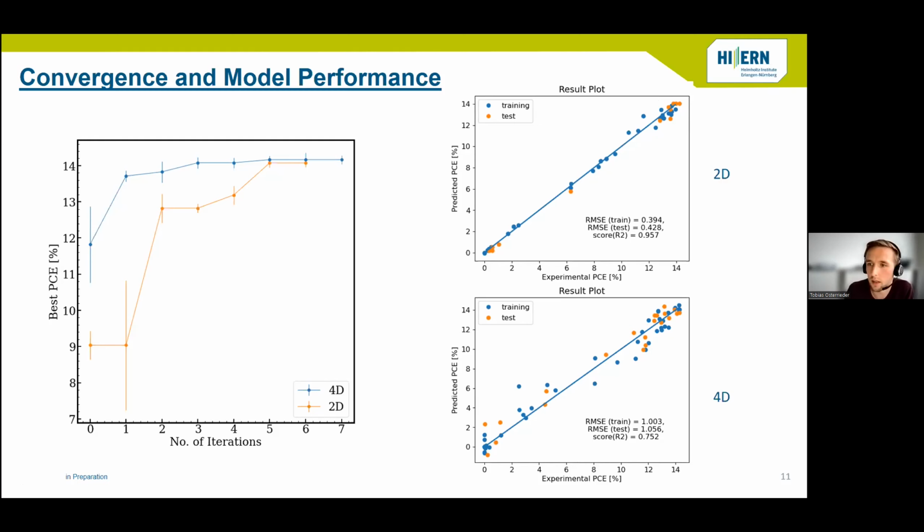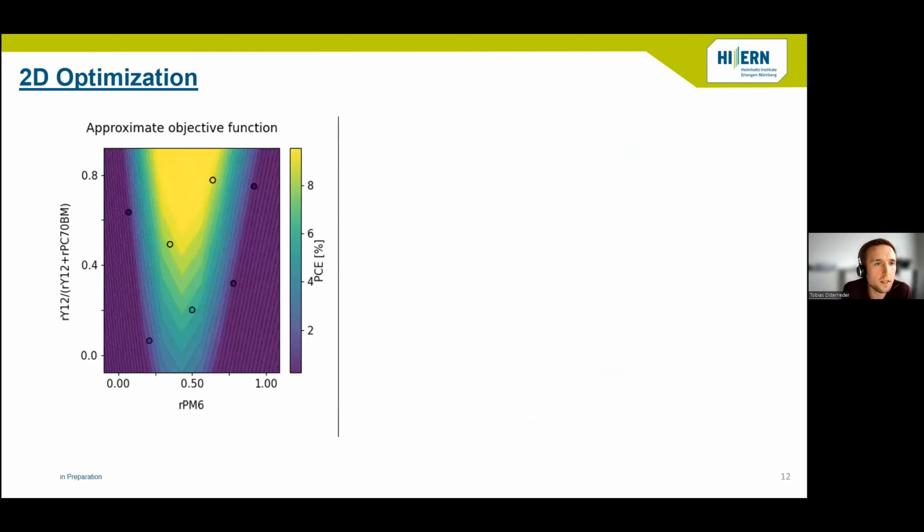Now if we want to look a little bit at what the framework did, for the 2D optimization, we can look at the objective function. Here on the x-axis, you have the one parameter, the RPM6, and on the y-axis, you have the other parameter. The points are the samples that we built, each with an efficiency, and the heat map is the prediction of our model. So this is for the initial data set, after the first 7 samples. The objective function looks like this.